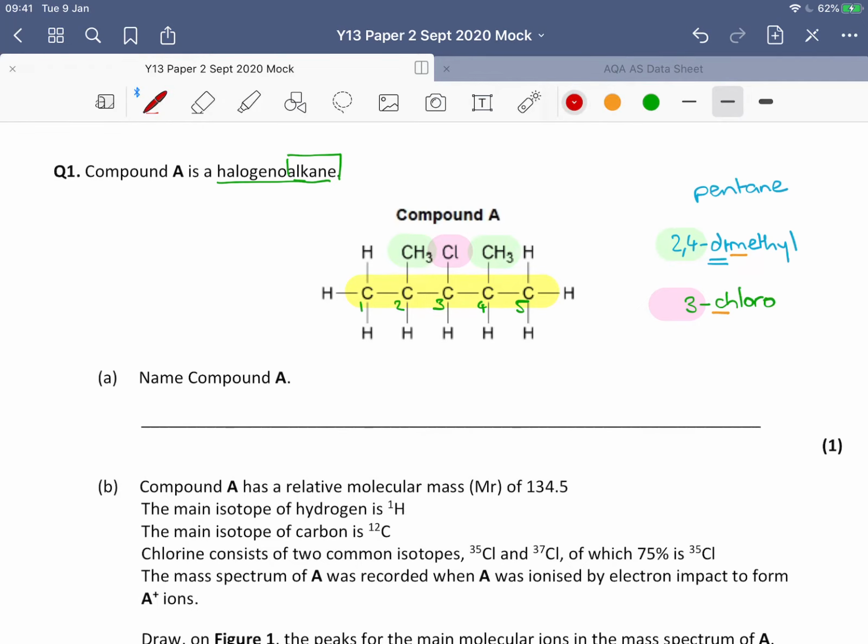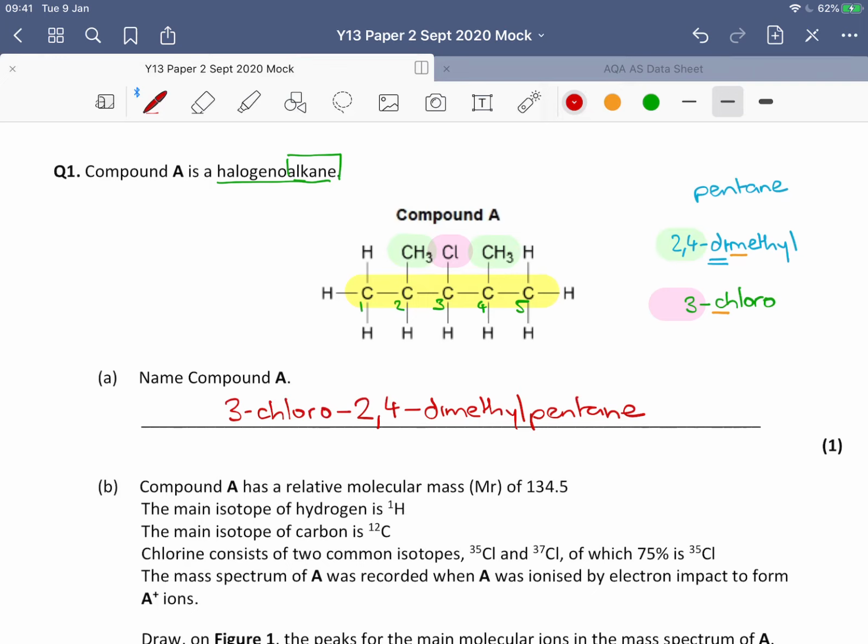So we can now, I think, put this together. It's going to be 3-chloro, because the C of chloro comes before the M in methyl. Dashes separate numbers and words, and commas separate numbers. So 2,4, and then dimethyl pentane. Other than esters, you don't separate words. So 3-chloro-2,4-dimethylpentane.